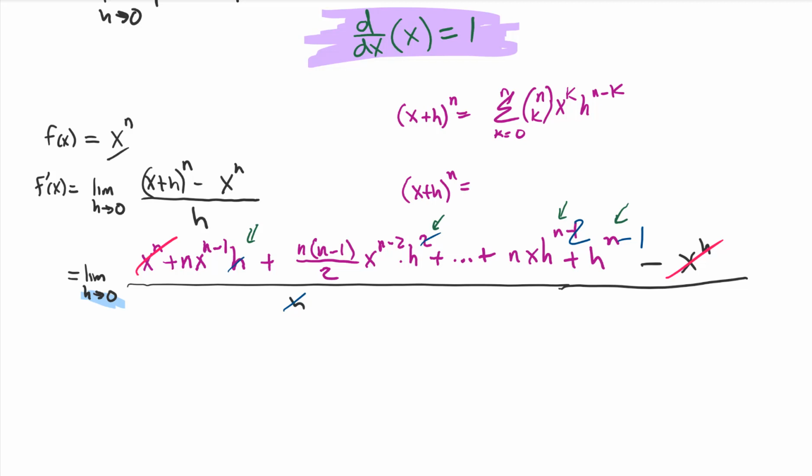The only thing that's going to be left is this, that's not going to have an h on it. And we're going to take h to 0. So all of those other terms are going to go away. And I'm just going to jump ahead so you don't have to watch the whole thing. But that's the game. It's just going to pop out n times x to the n minus 1.